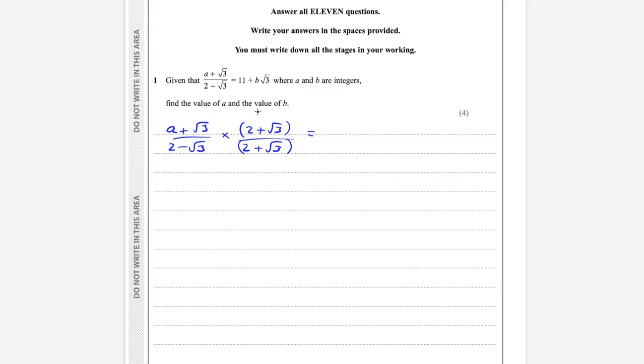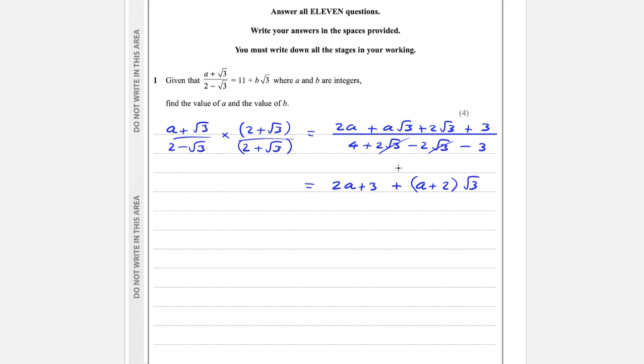This gives me a times 2 is 2a, a root 3 plus 2 root 3 plus root 3 times root 3 is 3. And then all over, this guy becomes 4 plus 2 root 3 minus 2 root 3 minus 3. The bottom is actually just going to be 1, which is nice. This is equal to 2a plus 3 plus a root 3 plus 2 root 3. So you could put that, if you want, guys, as a plus 2 root 3, although you don't have to do that.